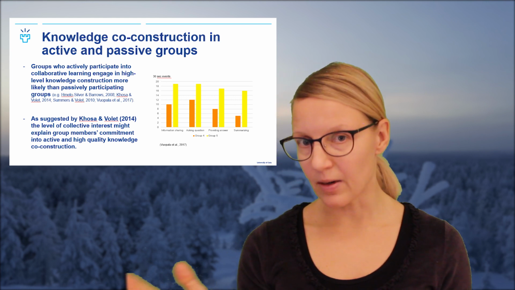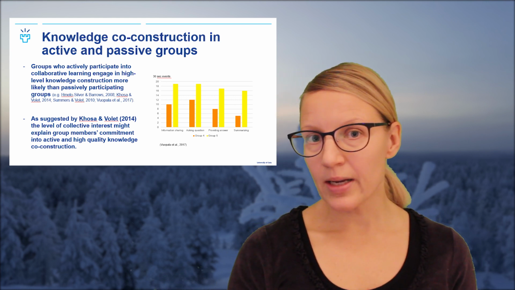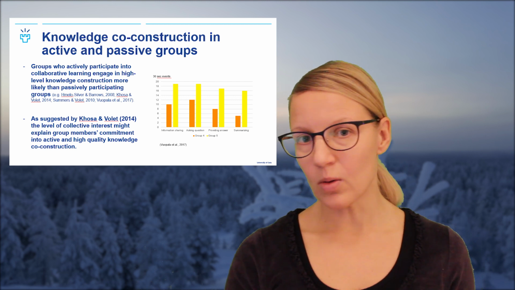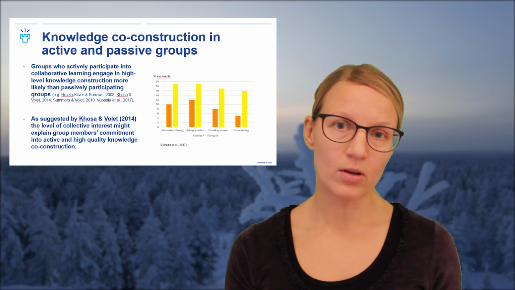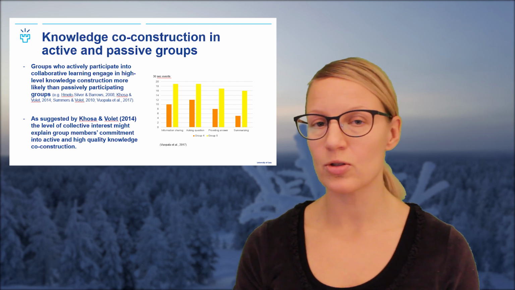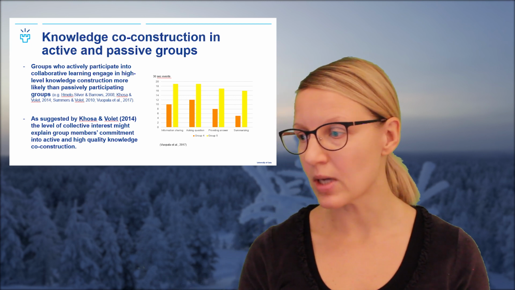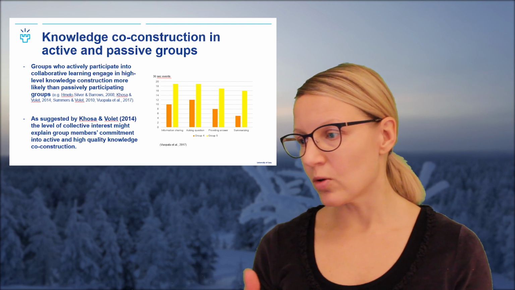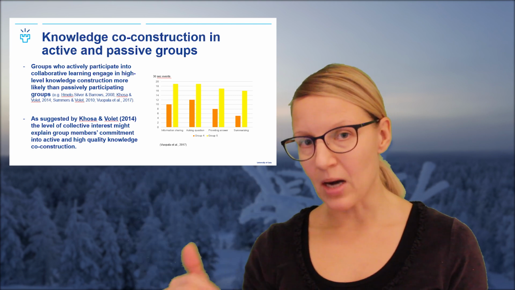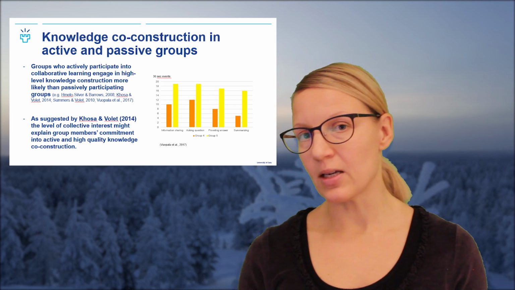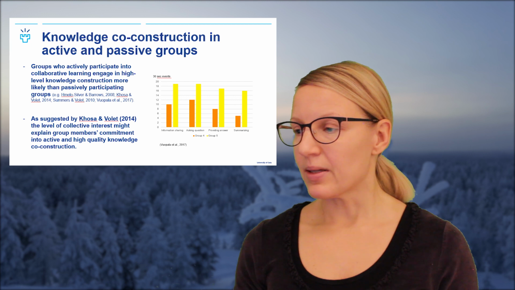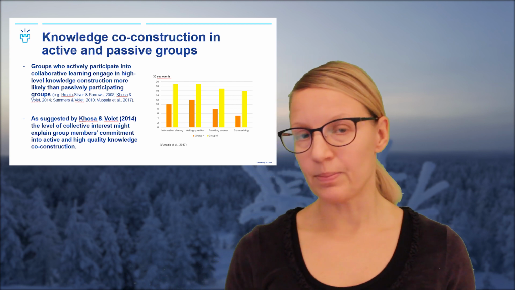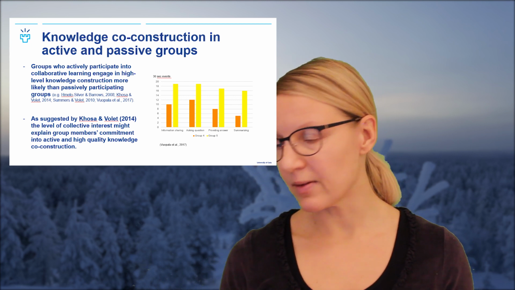In this figure, this is from our own study. We compared 2 groups. The one group, group 4, was the most passive one, so they had the least amount of events including knowledge co-construction activities, and group 5 was the most active one. And as you can see, of course group 5 had more events including different forms of knowledge co-construction, but they have relatively many more of these summarizing events compared to the least active, the most passive one.